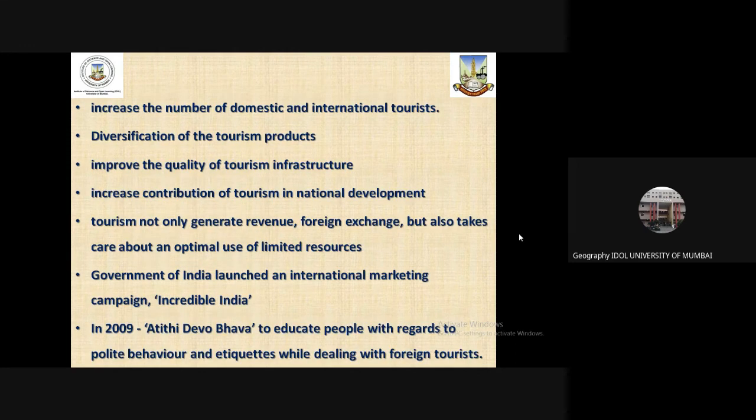Increasing the number of domestic and international tourists and diversification of tourist products are also important objectives. Improve the quality of tourist infrastructure. Tourism should be considered an important contributor to national development. Tourism is not just a way by which revenue can be generated or foreign exchange can be earned, but it also takes care of optimum utilization of the limited resources which we have in our nation.